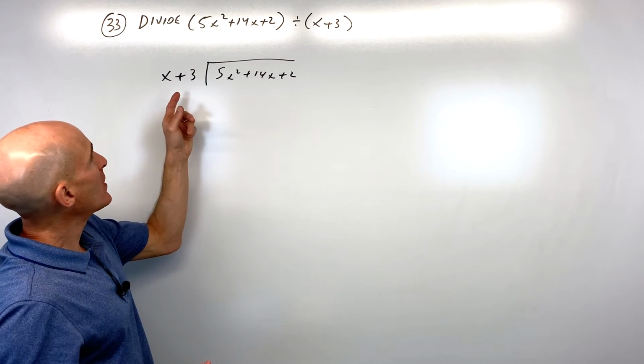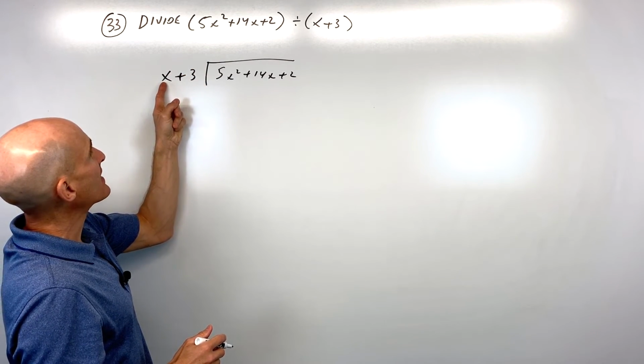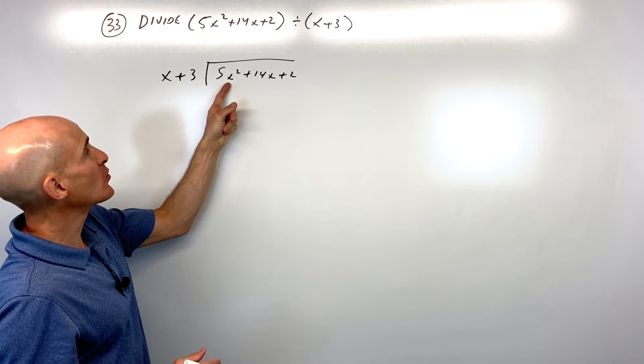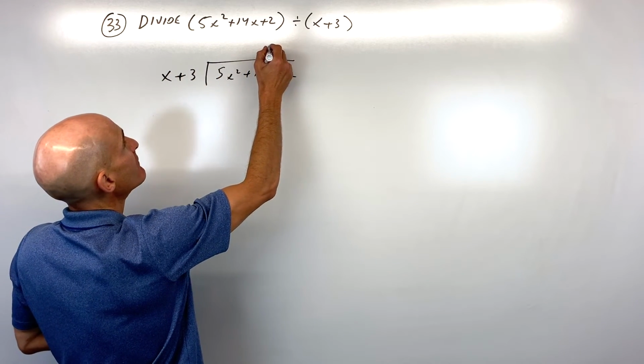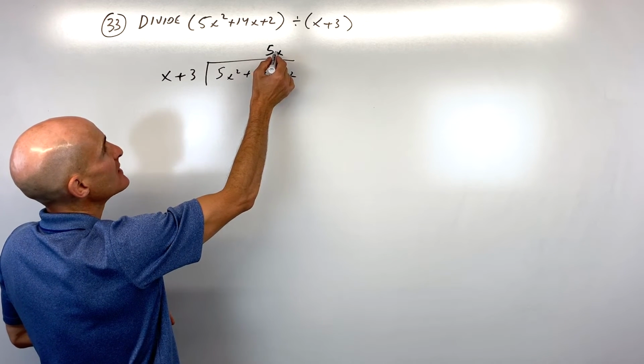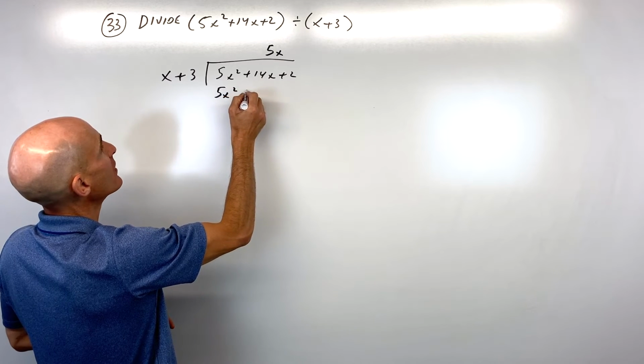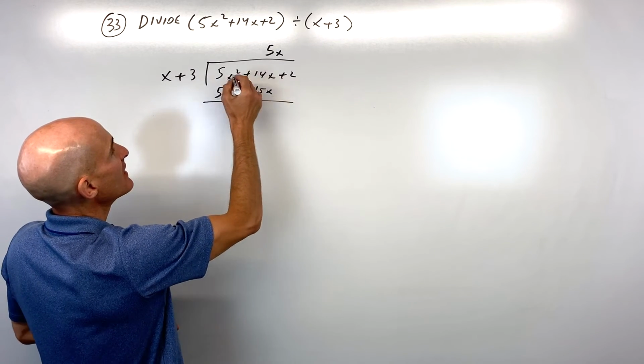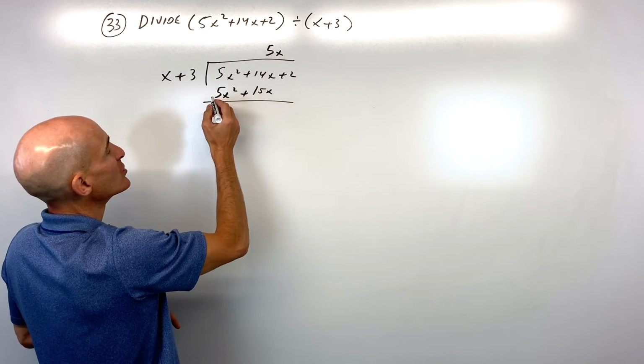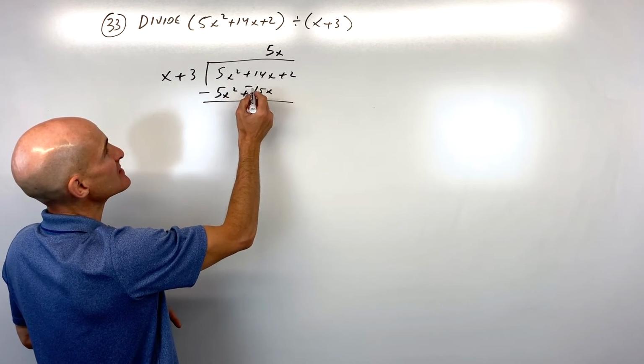So what you want to do is see how many times x goes into 5x squared. So it goes in 5x times. When I take the 5x, I'm going to distribute it to both of these terms. So that's going to give us 5x squared plus 15x. Now when you subtract, what you can do is change the signs to the opposite and add.